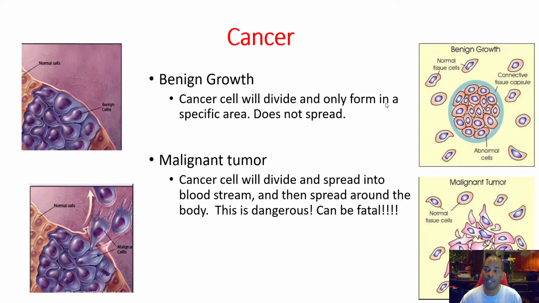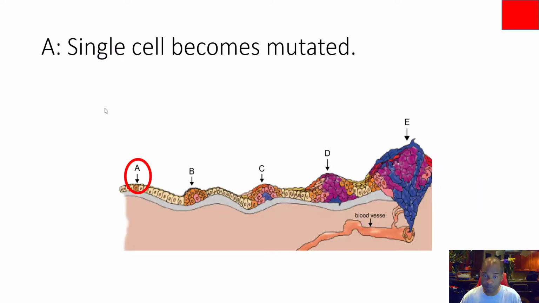In a benign cancer, it's normally in a very specific region. And this is the one you can cut out. And as long as you cut out every single cell that causes the cancer in that spot, you're generally fine. Malignant cancer is when the cancer spreads to other parts of your body. So let's take a look at the next graphic to get a better understanding.